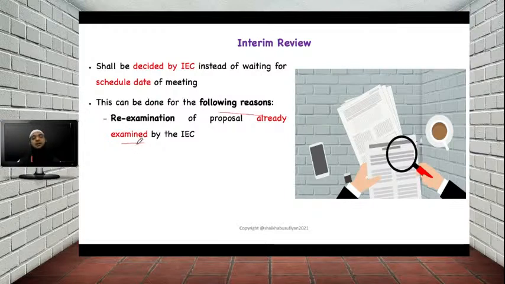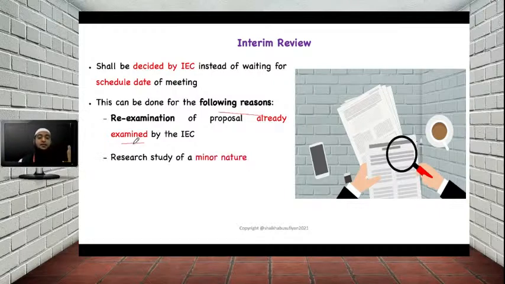If you feel that the patient is suffering from the ADR, then you should not wait till the next proposed meeting, which may be 3 months after the adverse effect is reported. You can immediately call a meeting and take a proper decision about that particular protocol. So for re-examination of a proposal already examined by the IAC, you can call the interim review if necessary.